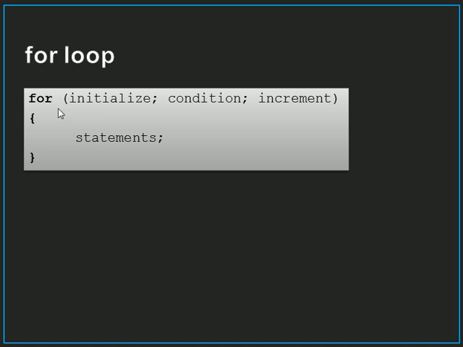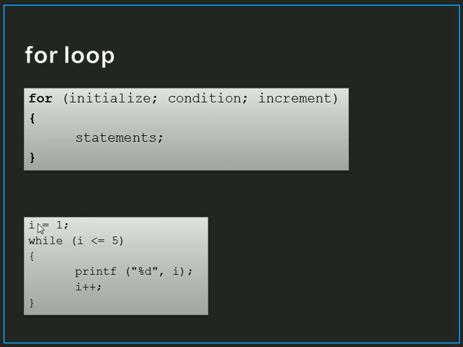The for loop syntax is like for, and we have the initialization part before the semicolon. In between the semicolons we have the condition, and after the semicolon we have the increment part. And then these statements are executed based on this condition. If this condition is true, these statements are executed again and again until the condition becomes false.